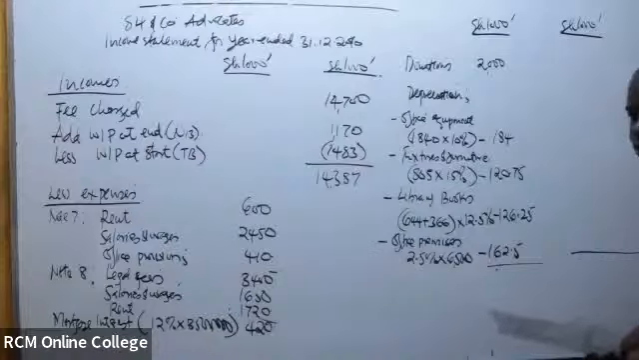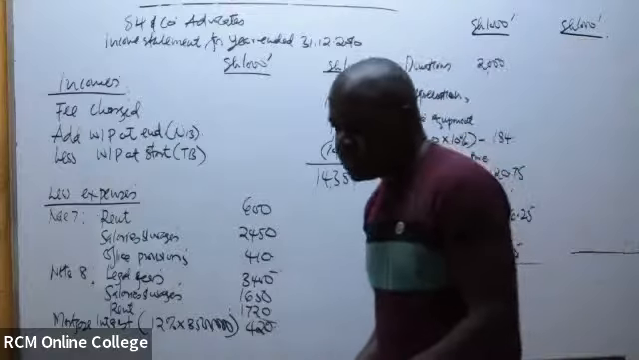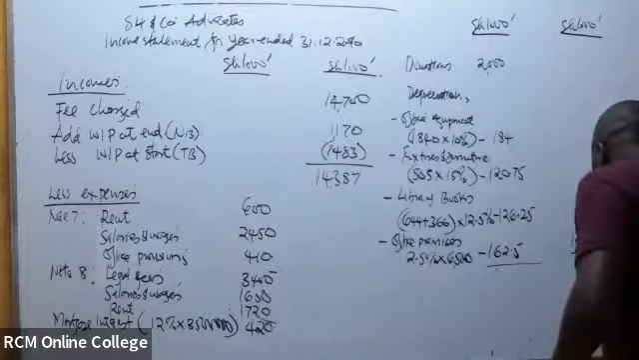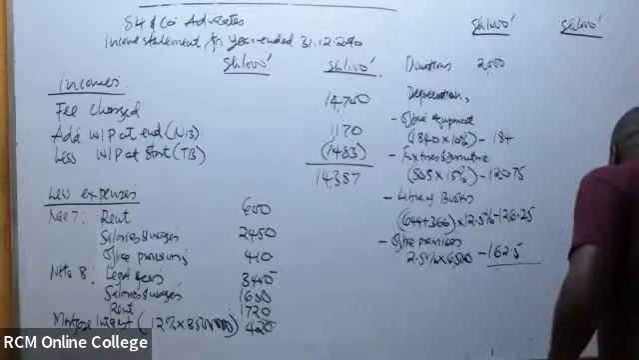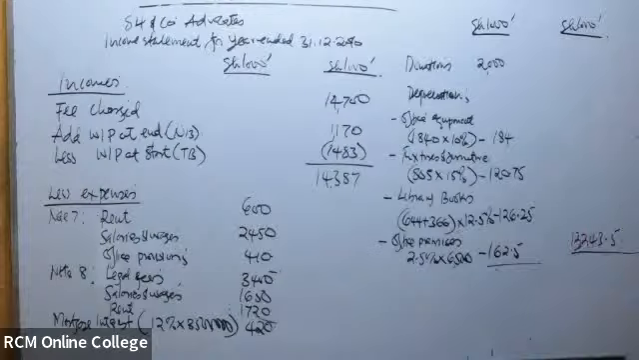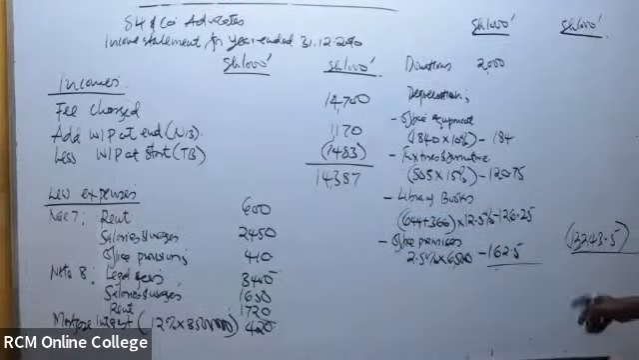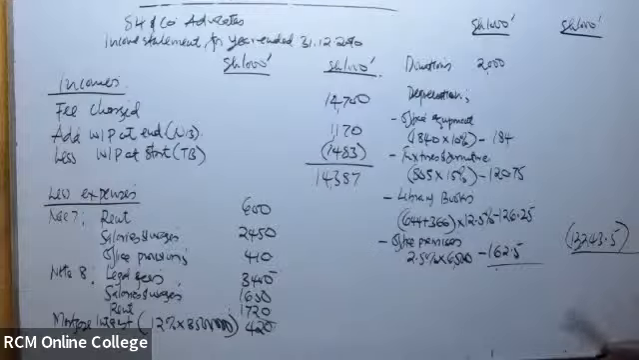Cheburgei says 13,243.5. I think that figure is correct. So 13,243.5. So now you need to less from this one. Then you give me the figure for the profit. The figure for the profit.